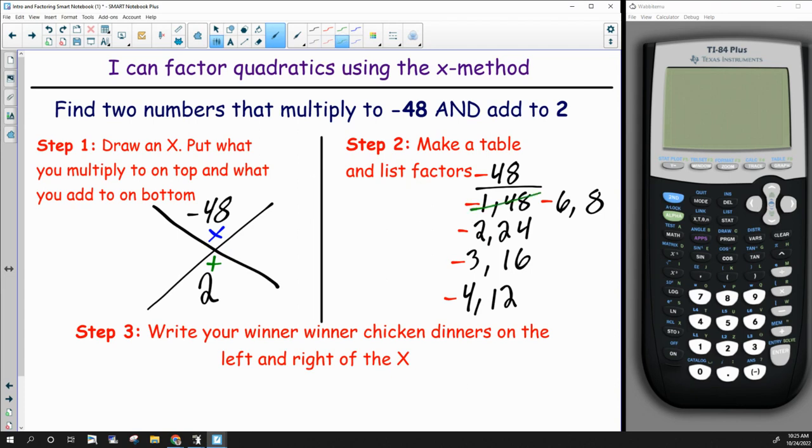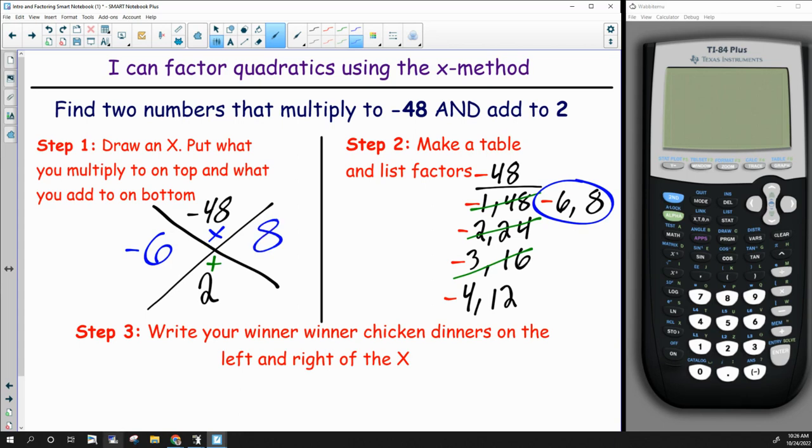Negative 2 and 24, what's that add up to? That adds up to 22. Is that 2? Negative 3 and 16, does that add up to 2? Which one's it going to be? Negative 6 and 8 adds up to 2. That is my winner. Write it on your left and right. Negative 6 and 8. Winner.